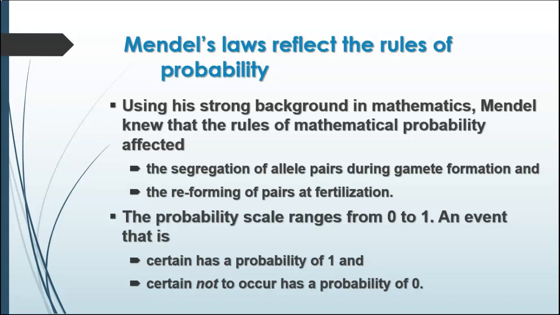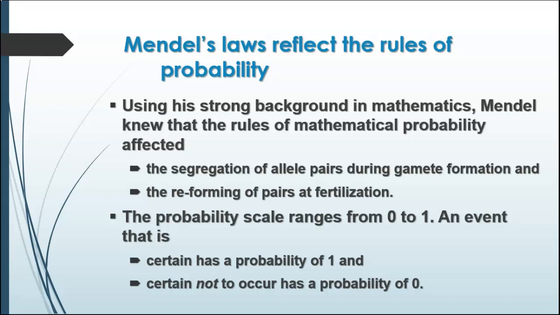Okay, Mendel had a very strong background in mathematics. In fact, he was a math teacher in the village near the monastery. And so he understood the rules of mathematical probability. All right, and knowing that both of these things were affected by probability, the segregation of the allele pairs and the reforming of the pairs at fertilization, here are some things you need to know about probability.